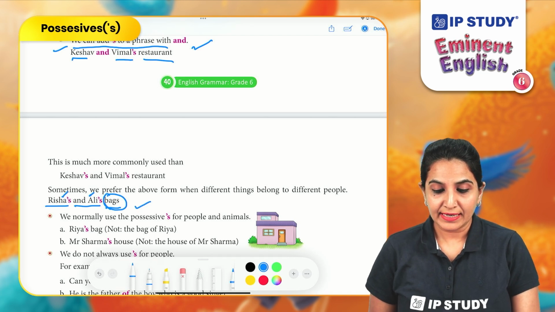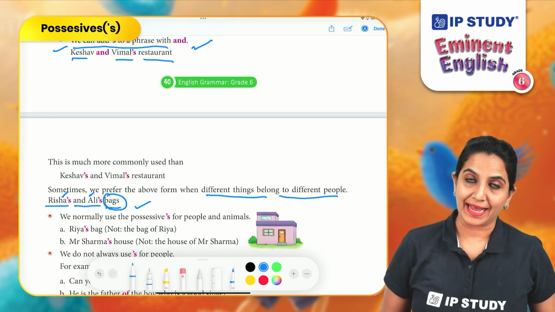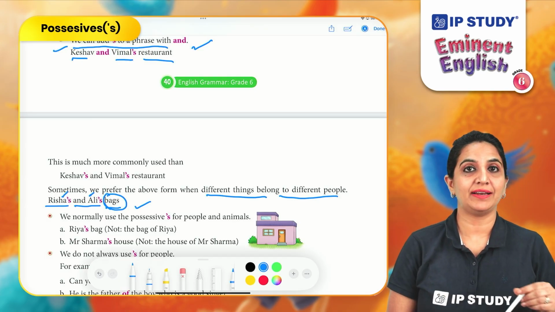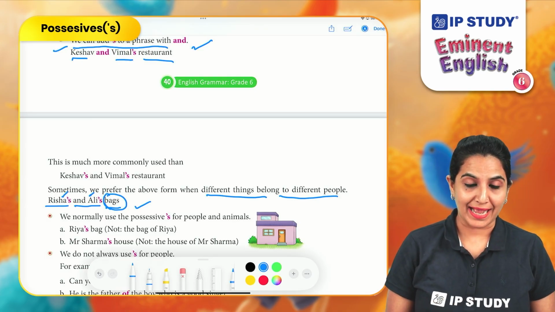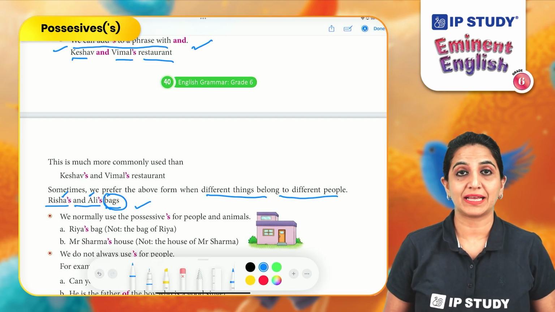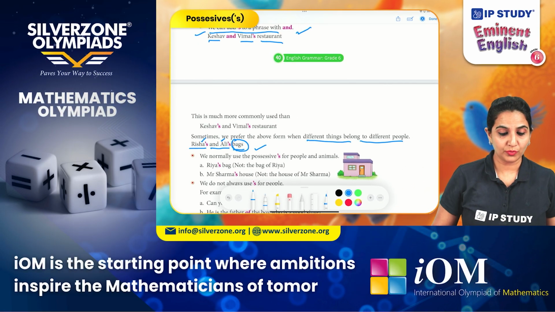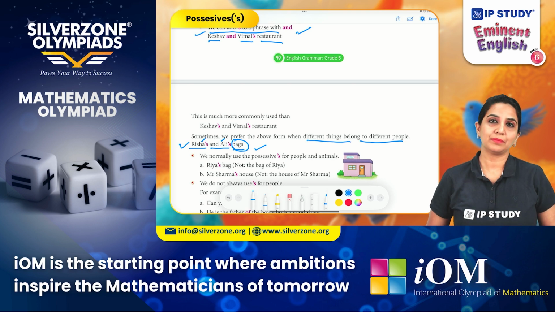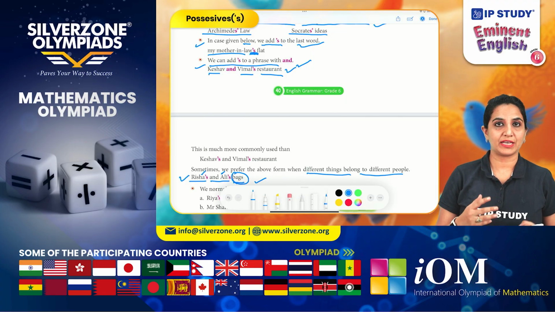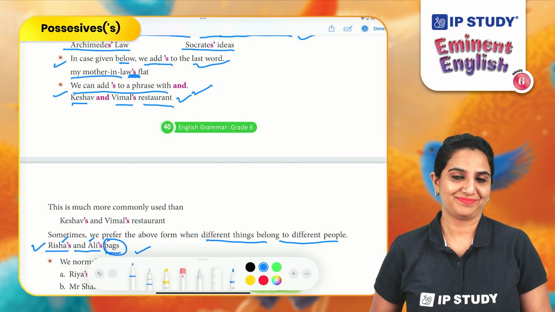So, when different things belong to different people, in that scenario, you add an apostrophe and S to both the nouns before and after and. Like bags. There are two bags we're talking about. That means two different things belong to two different people. So we say Risha's and Ali's bags. But here we're talking about one restaurant which belongs to both Keshav and Vimal. Hence we said Keshav and Vimal's restaurant.